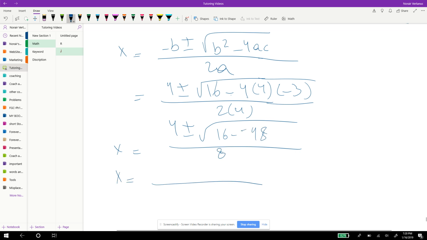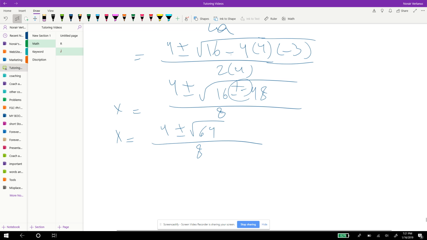x equal to 48 and 16, negative and negative becomes positive. That's positive, so if you add, then it's going to be 64. So 4 plus or minus the square root of 64 over 8, right? And what is the square root of 64? It's just 8, right? So it's going to be 4 plus 8 over 8. That's one of the answers. And the other is 4 minus 8 over 8.